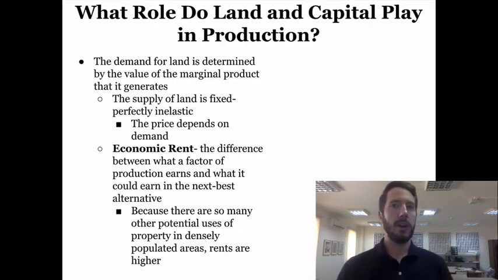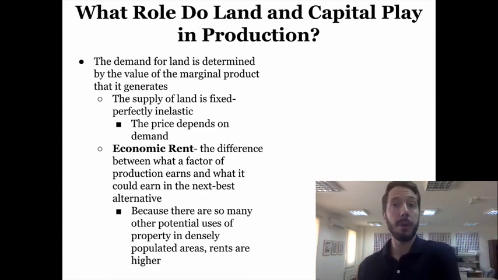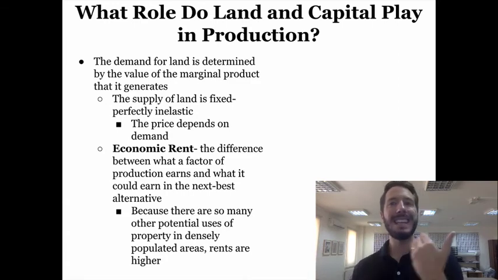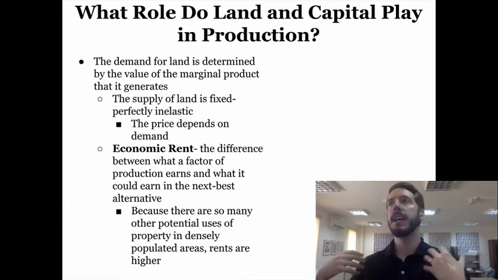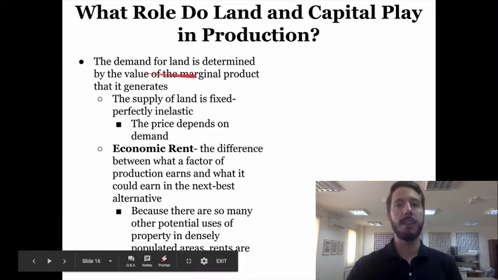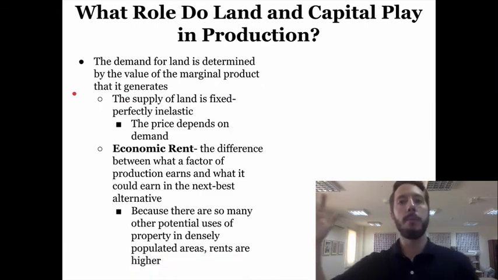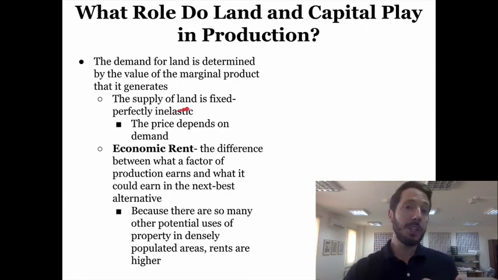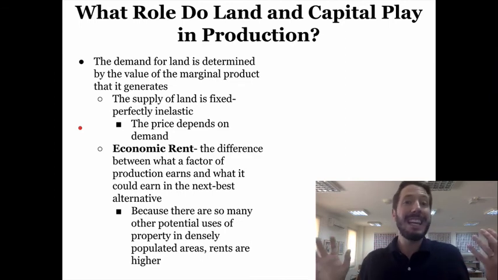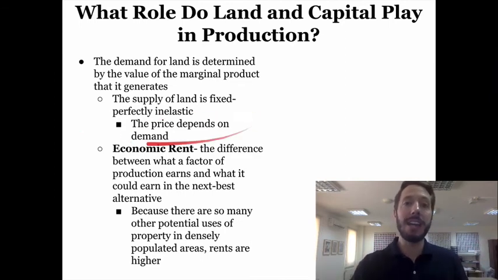So we've talked a lot about how the supply of labor is influenced and the demand for labor. Let's talk about the demand for land and capital. So what role does that play in the production of a good or service? So the demand for land is going to be determined by the value of the marginal product that it creates. So what is the output that gets generated by adding an extra acre or hectare of land? The issue is the supply of land is fixed. There's only so much land in the world, so it's perfectly inelastic. So the price of that land is really going to depend on the demand for that land.